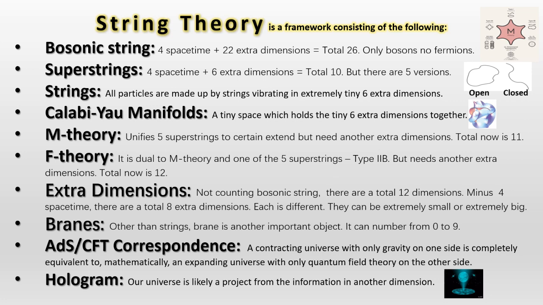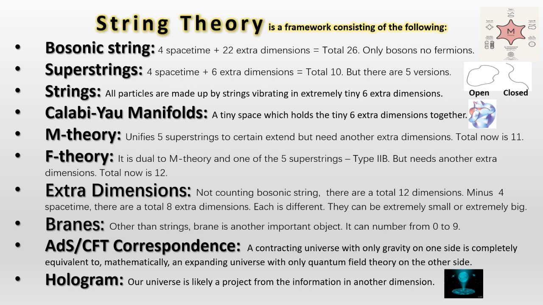These extra dimensions can be extremely tiny, yet they could also be infinitely big. Each of the extra dimensions has different characteristics. Other than strings, branes are another required object in string theory. Initially, when they were found, physicists thought they were redundant. But now they are a very critical part of string theory with many important calculations done on them. AdS/CFT correspondence is the most valuable of all.